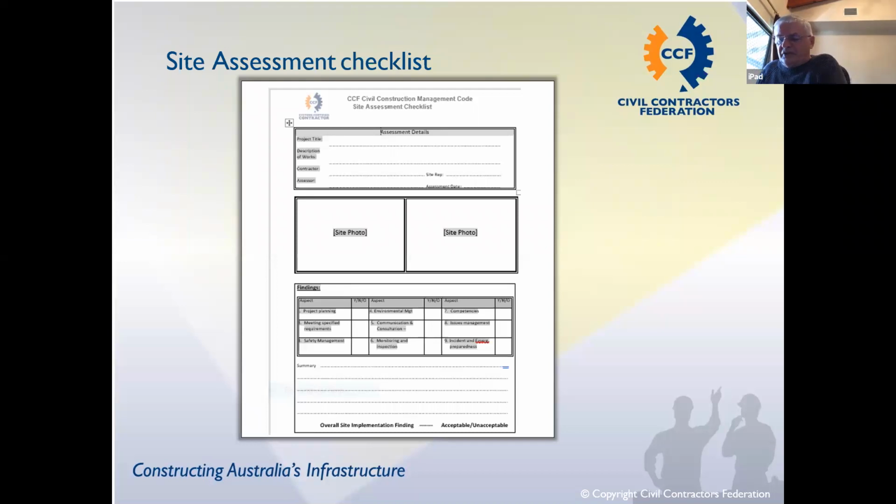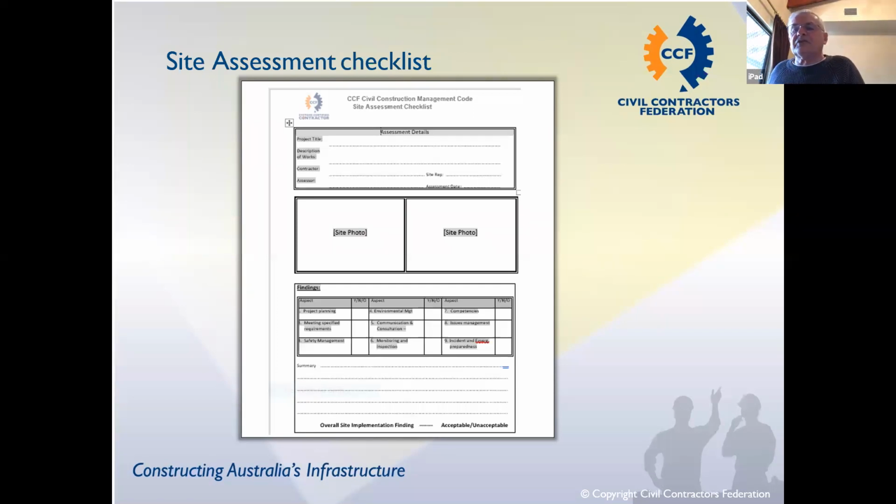And there's the 9 elements, and then there'll be a summary of those findings, and overall the site implementation finding was acceptable or unacceptable. Hopefully it'll always be acceptable, wouldn't it, guys? So that's a summary sheet.